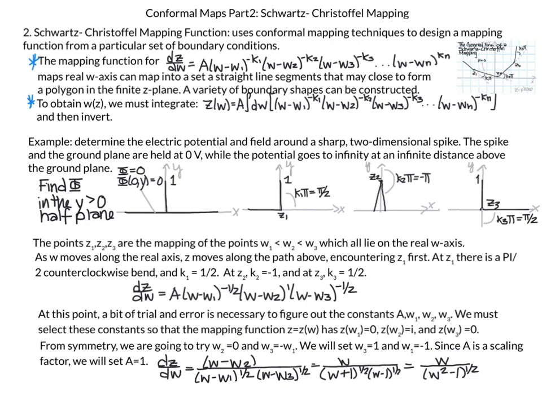And since A is a scaling factor, we're going to set A equal to 1, and if we need to rescale later, we'll just rescale. So with our proposed constants for A, w1, w2, w3, our equation becomes dz/dw equals (w minus w1) over, and that's this term here, because it doesn't have a negative exponent, then (w minus w1) to the 1/2 and (w minus w3) to the 1/2, which is equal to w2 ... (w plus 1) to the 1/2, (w minus 1) to the 1/2, which is equal to w over (w squared minus 1) to the 1/2.